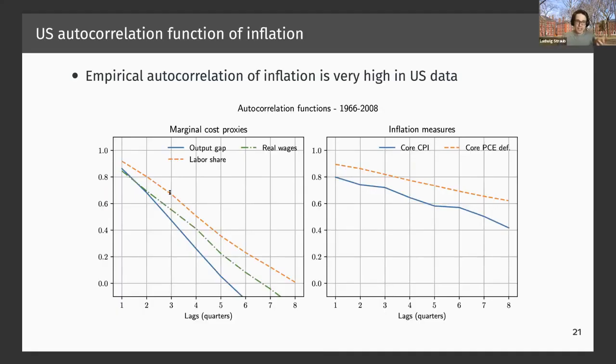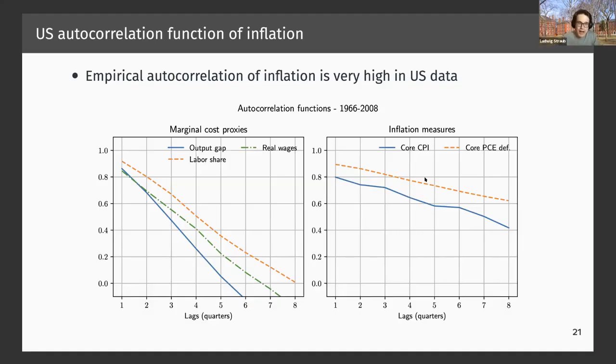Okay, so let's start with the autocorrelations. Here on the right you see the autocorrelations of inflation as a function of the lag. And you see that there's a lot of persistence in core CPI and core PCE. And on the left, you see the common proxies for marginal cost. And you see that there is some persistence there as well, but not as much as in inflation. And people have taken this to argue that there is intrinsic persistence in inflation over and above the persistence of the marginal cost shock that goes into the Phillips curve.